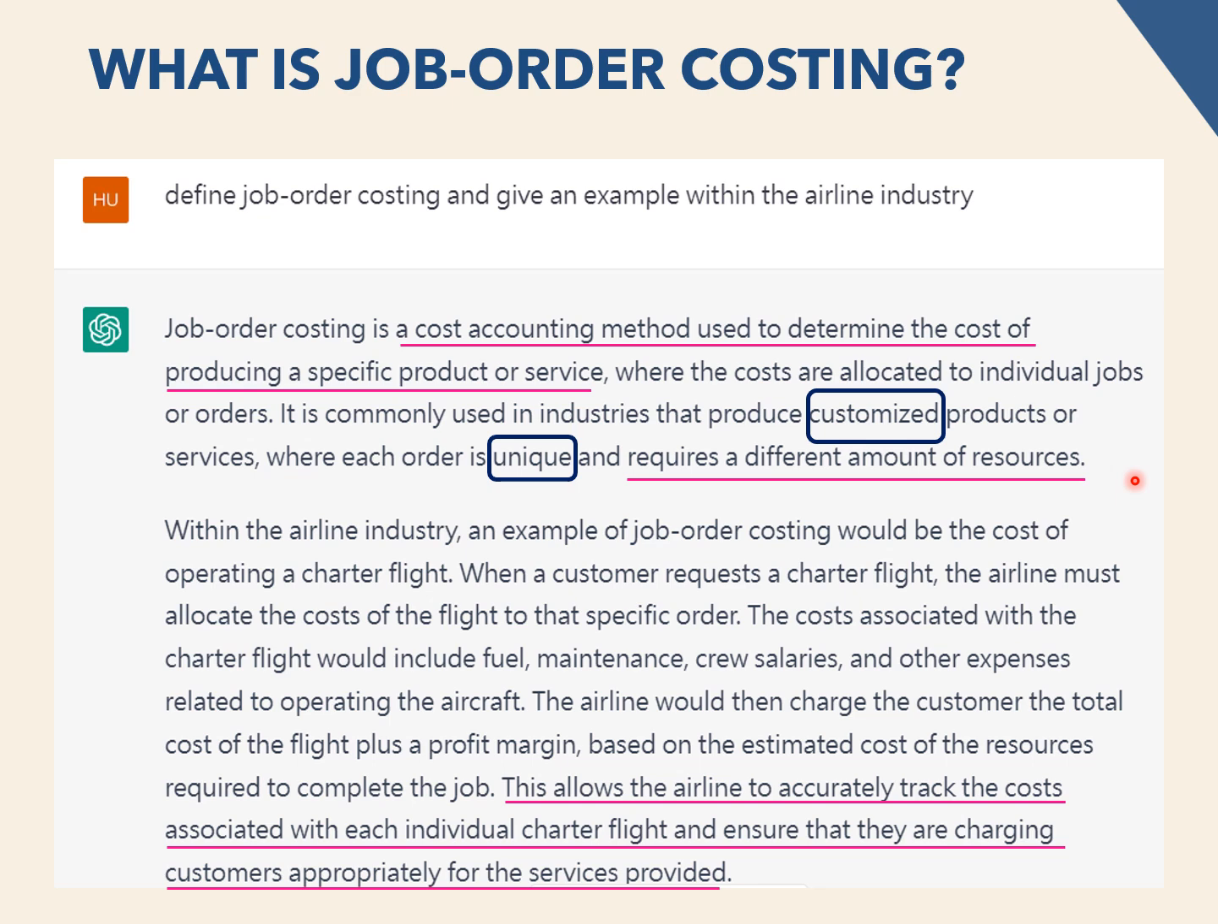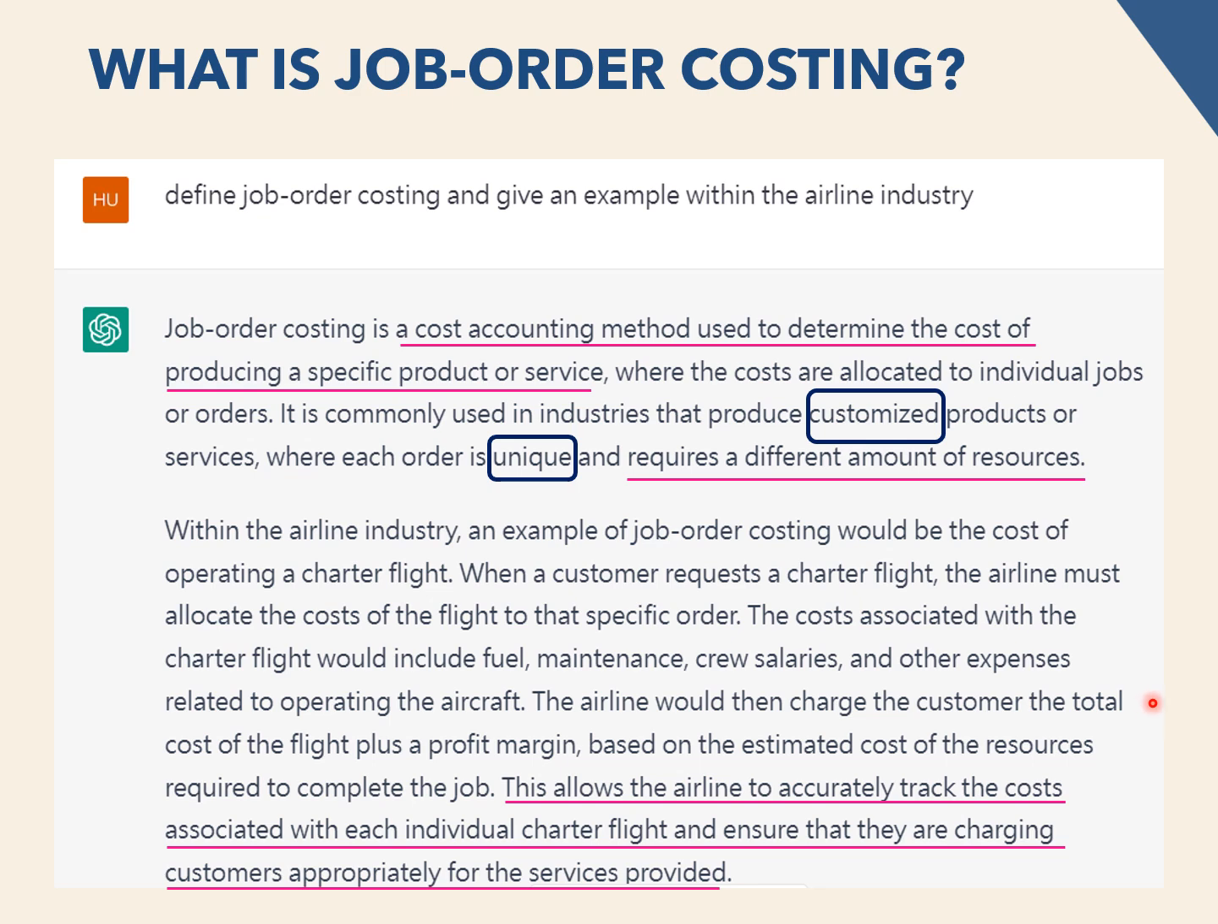It's commonly used in industries that produce customized products or services, where each order is unique and requires a different amount of resources. Within the airline industry, a very good example for job order costing would be the cost of operating a charter flight. When a customer requests a charter flight, the airline must allocate the cost of the flight to that specific order. The costs associated with the charter flight will include fuel, maintenance, crew salaries, and other expenses related to operating the aircraft.